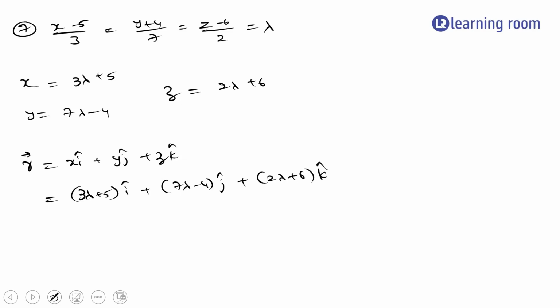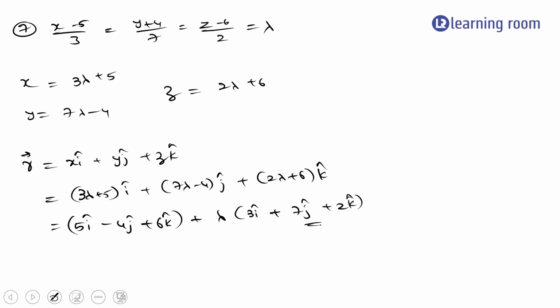So what you do is you split all the constants to one side and lambda times something on the other side. So I get 5 i cap minus 4 j cap plus 6 k cap plus lambda times (3 i cap plus 7 j cap plus 2 k cap). Right? Is it clear, guys?